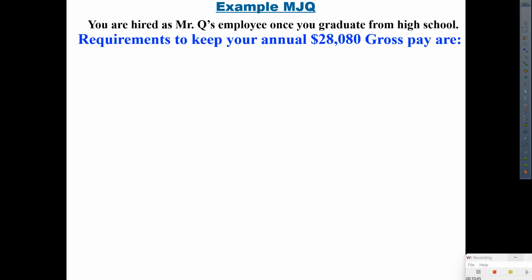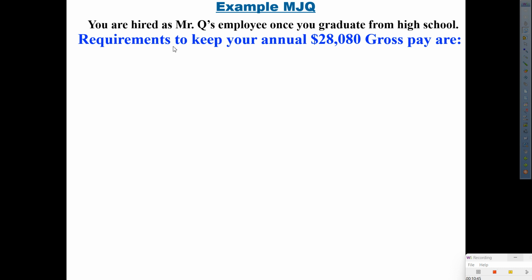So, do me a favor with your calculators. Multiply 28,080 times 0.70. So how much is your total annual pay now? Net pay. Yes, that should have been your number that you should have used on your report.